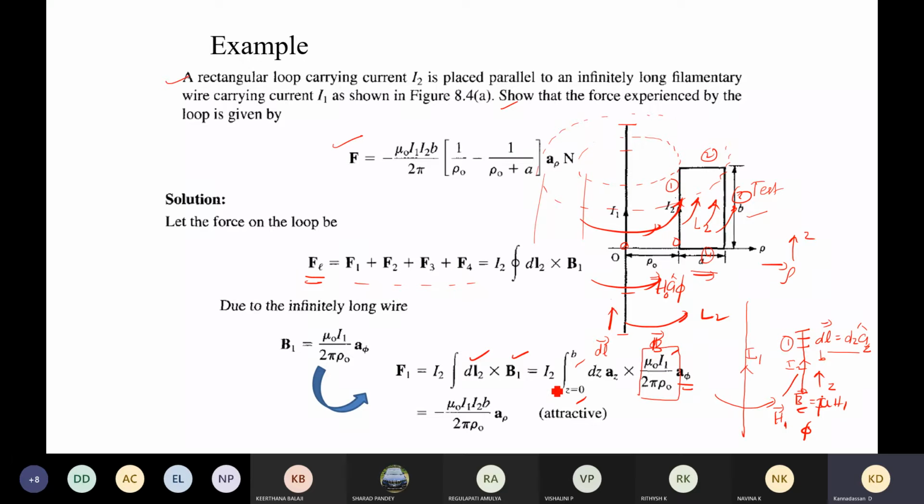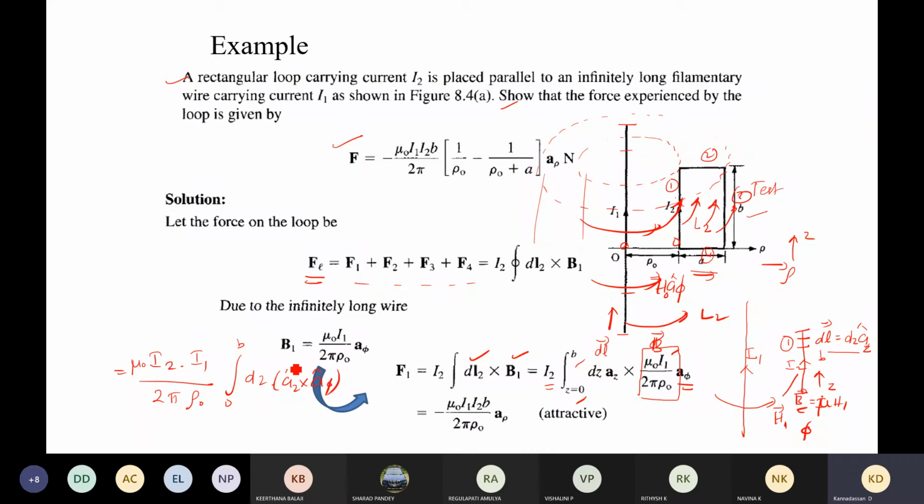So first we have to take it out, and the current I2 is already available. So this can be said as I2 into mu2 I1 divided by 2 pi rho naught. This has all been taken out, and you have two things: one is the integral from 0 to B of dz vector, and the cross product of az vector into a phi vector.